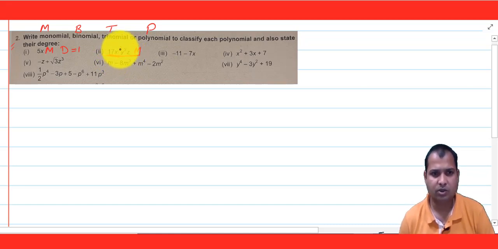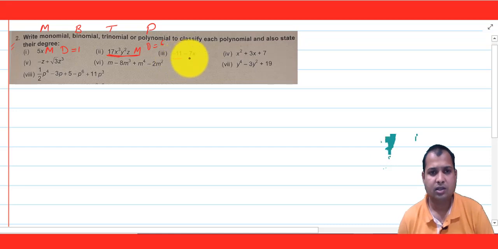So 3 plus 2 plus 1, okay, so here degree will be 6. Now see, this has got 2 terms, that means this is binomial. Now we have to write its degree. Since this is a polynomial in 1 variable, we'll see the highest power. So here power is 1, so degree will be 1.